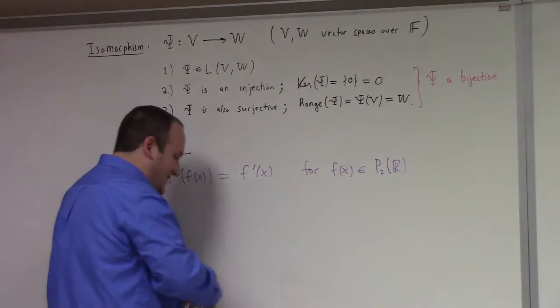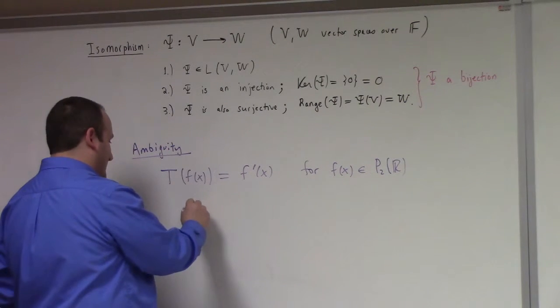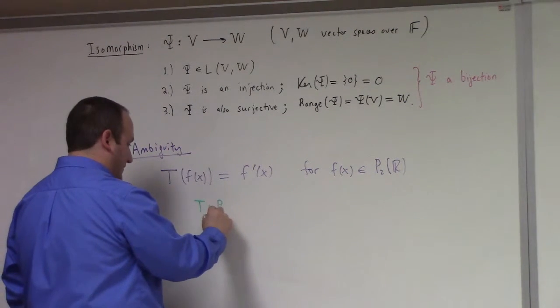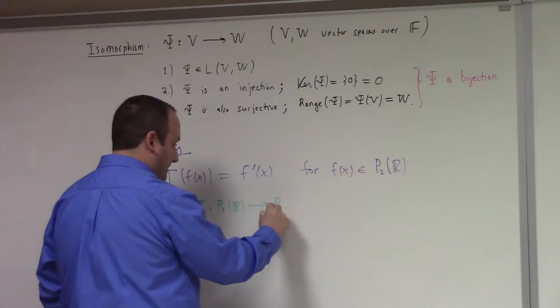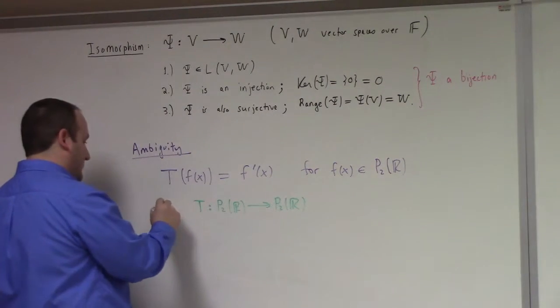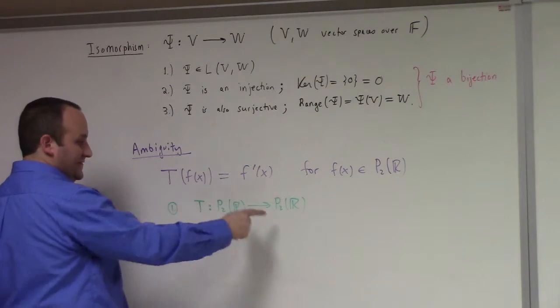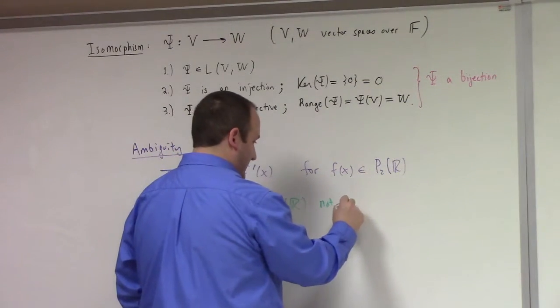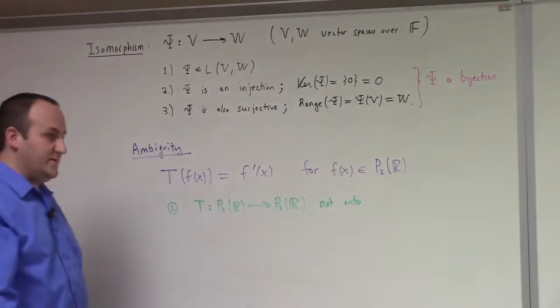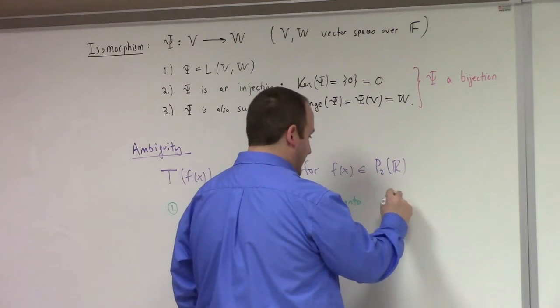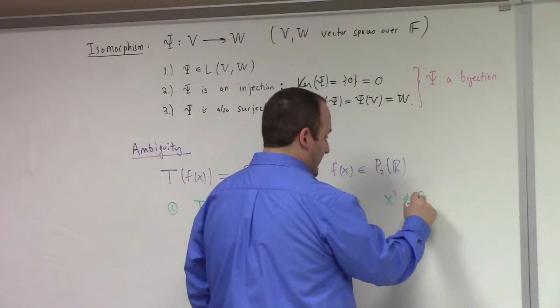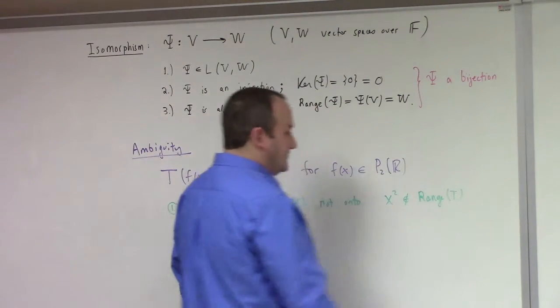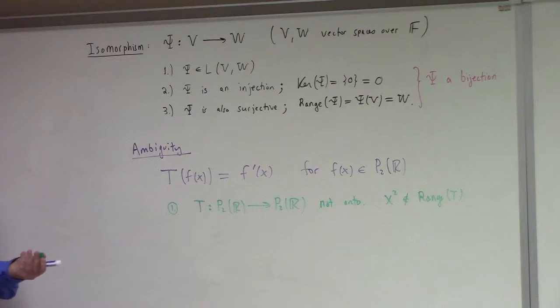So there's a couple different ways this could go. On the one hand, you could say T is a mapping from P2(R) to P2(R). So one interpretation would be this. And that's definitely not a surjection. For example, x squared is not an element of the range of T, because if you differentiate a quadratic polynomial, you can't get back something with x squared. So that's not in the range, therefore it's not onto.